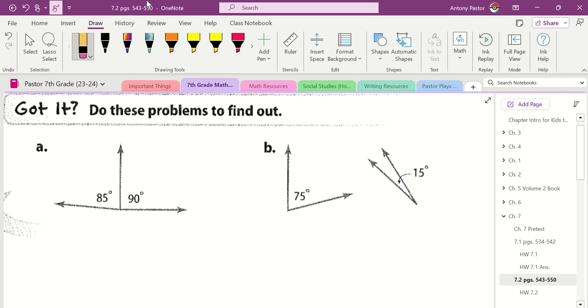Now, for B, I've got 75 and 15 degrees. If I add those two together, what do I get? 90 degrees. So that means that in B, these two angles are complementary, and I would write complementary. If this were your homework, you would draw out these angles and then just write complementary or show the math that you did. Okay.